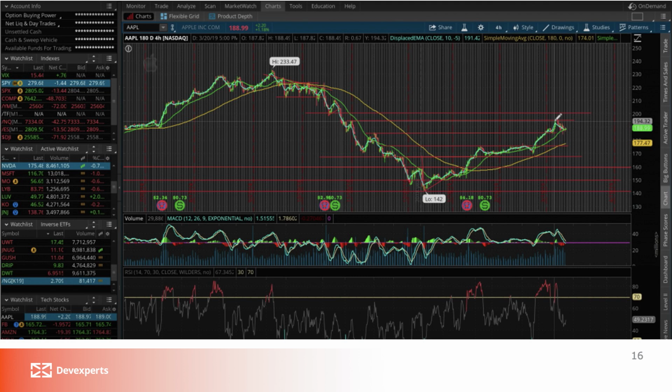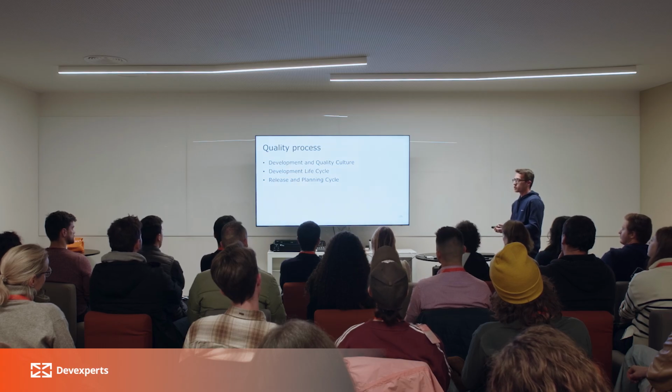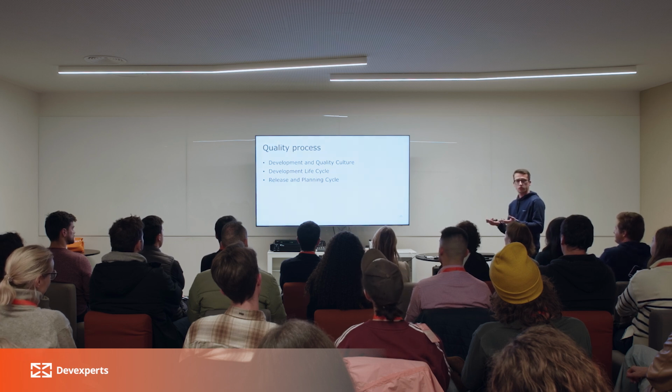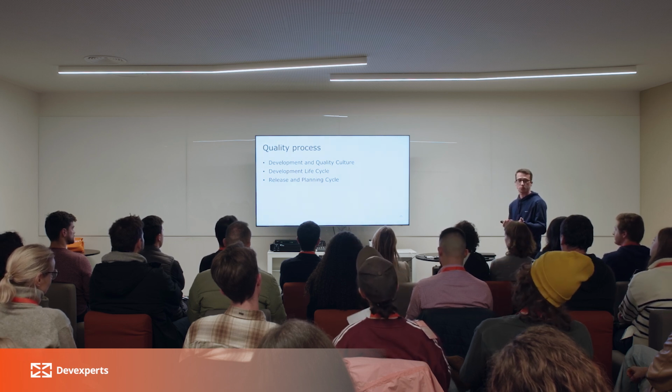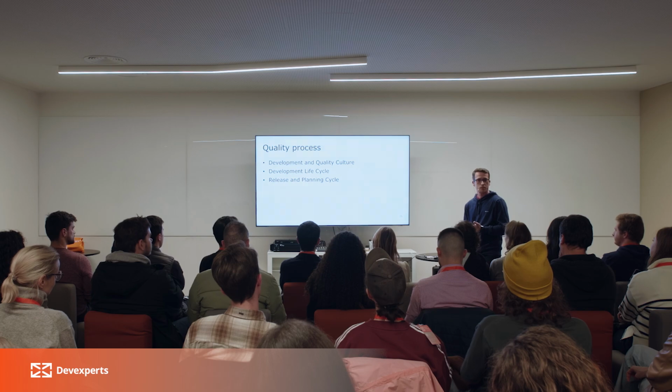And now I'd like to cover another aspect, which is how you can consider the quality process to define your automation strategy. You might be affected by development and quality culture, or the development life cycle, or how the release and planning cycle is organized. All this culture is related to the quality process, and it might affect your automation strategy when you are defining it.